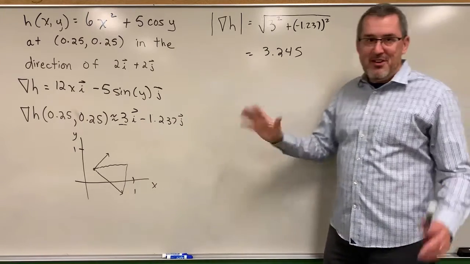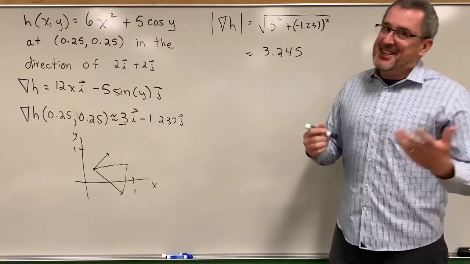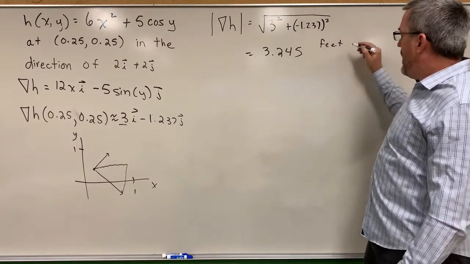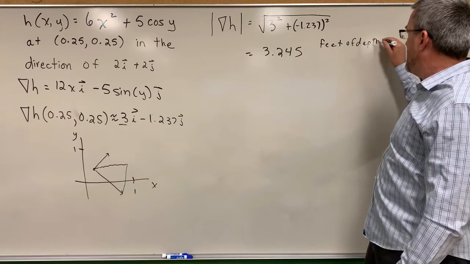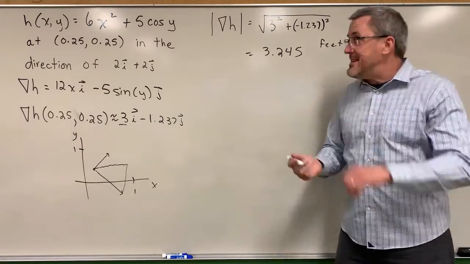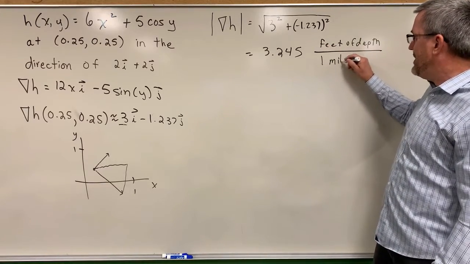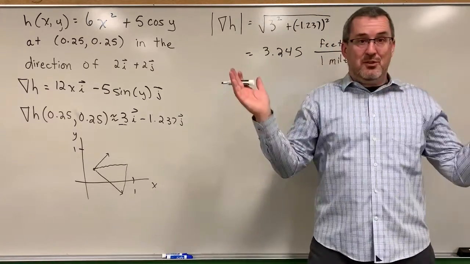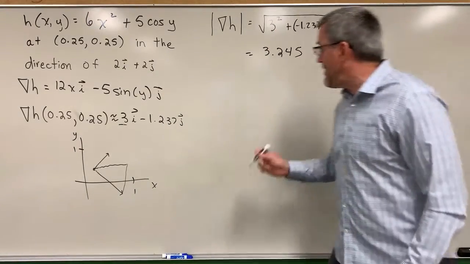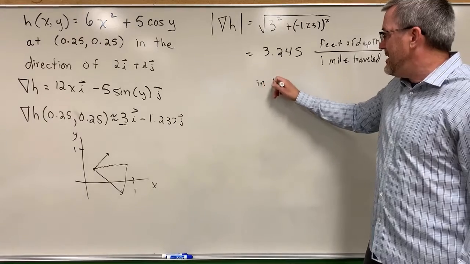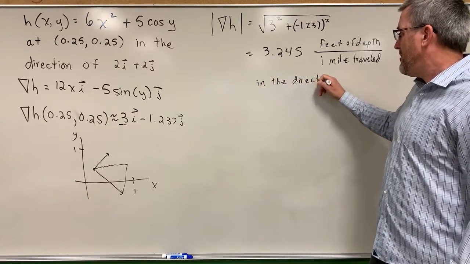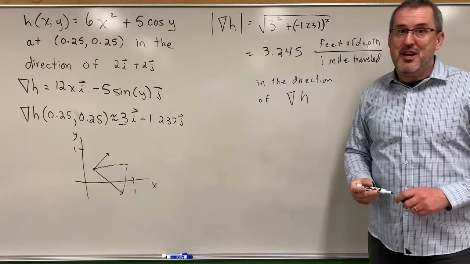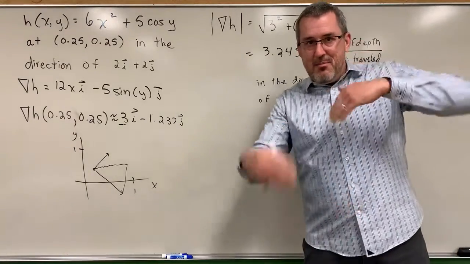Now, we can't just leave this number naked like this. We need to put some units on it. So let's get our units going. So the depth of the water was measured in feet. So the water depth, feet of depth, we'll say. So the water's getting 3.245 feet deeper per 1 mile traveled. But then again, this is where we have to get into direction. This is not just any old direction. This is specifically in the direction of the gradient vector. So if we travel in the direction of that gradient vector, then we'll achieve that rate of change of 3.245 feet of depth per mile traveled.